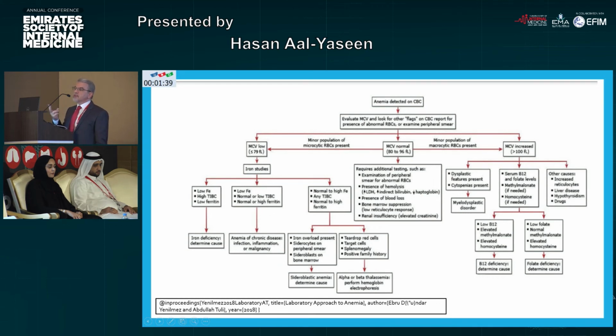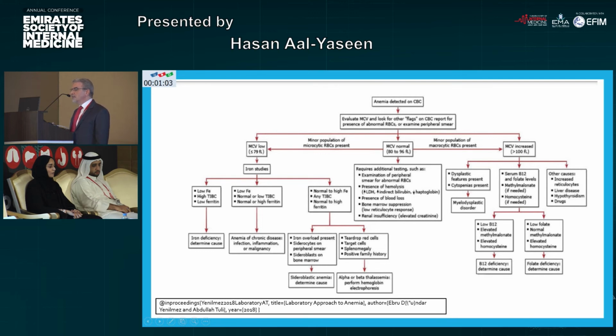What are the two pillars that you should depend on in order to approach a case of anemia? These are MCV and the retic count. So when you start with MCV and you have a low MCV, you should do iron studies. And when you have low iron and high total iron binding capacity and low ferritin, then you are classically dealing with iron deficiency anemia. If you have low iron with normal or low total iron binding capacity, with normal or high ferritin, of course, you are dealing with anemia of chronic inflammation, anemia of chronic disease.